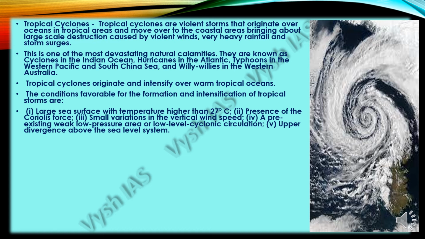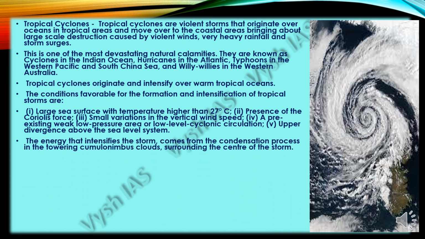Then we have the upper divergence above the sea level. The energy that intensifies the storms mainly comes from the condensation process in the towering cumulonimbus clouds surrounding the center of the storm.